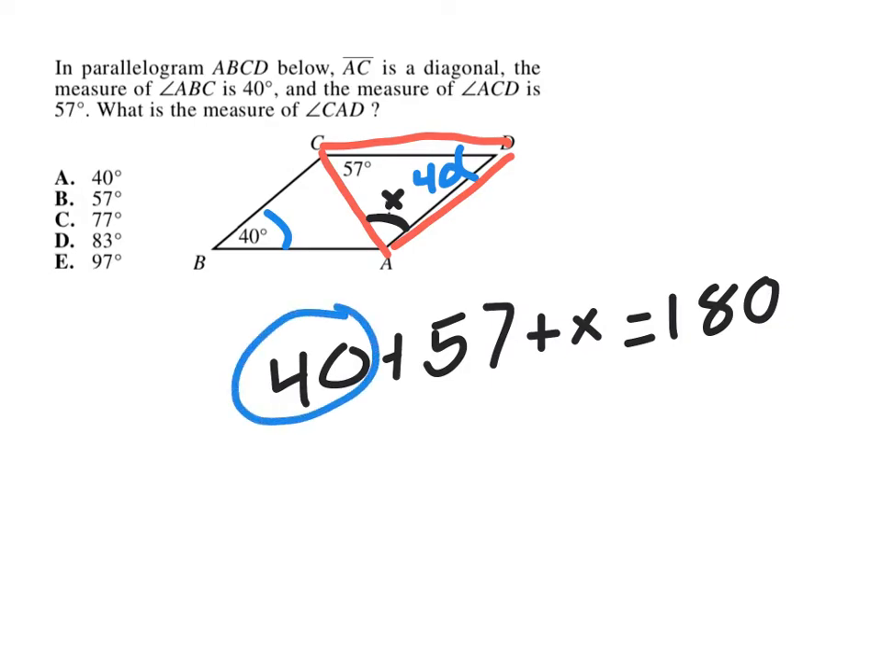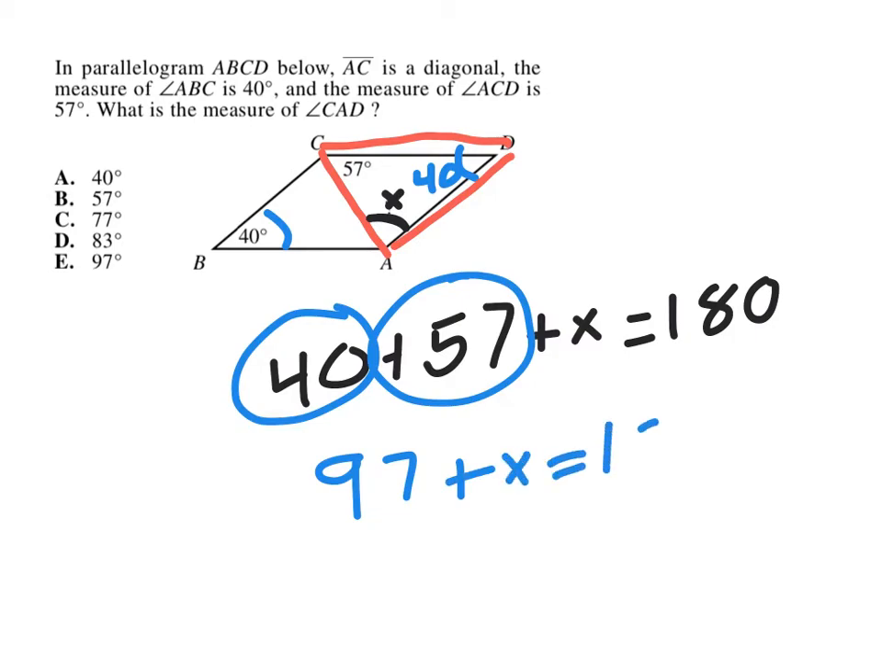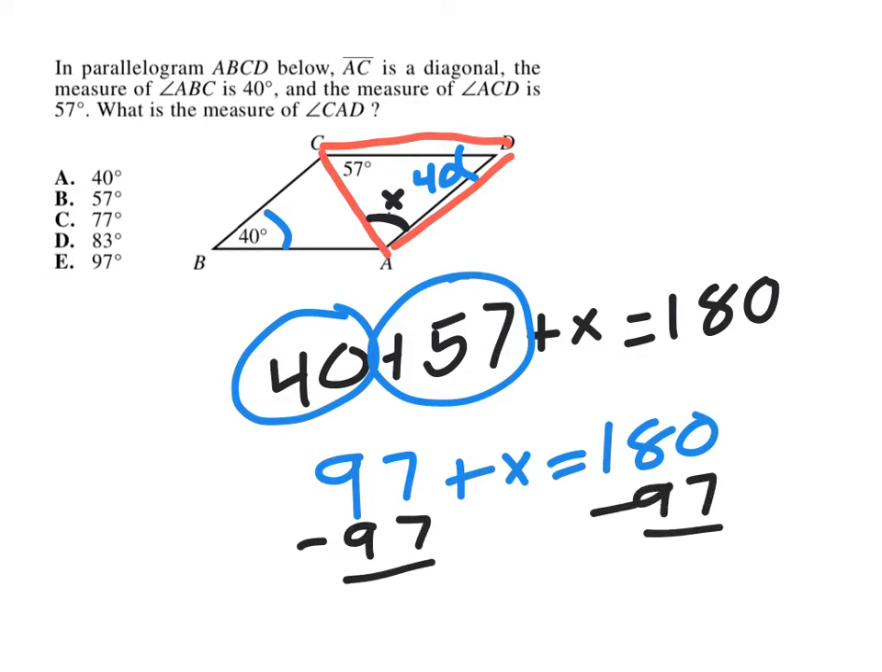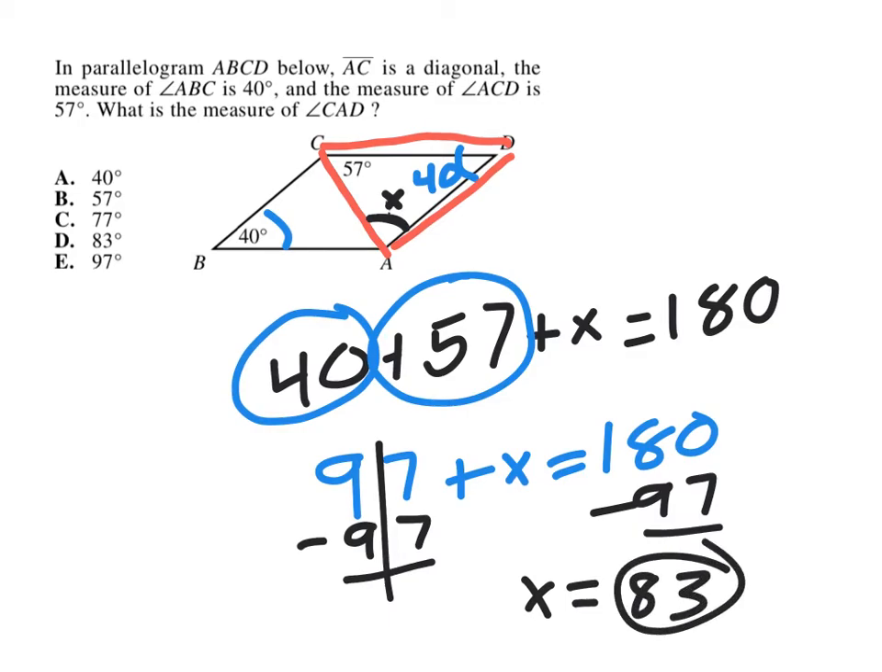So I have like terms. 40 plus 57 is 97. So 97 plus X equals 180. Now X is being added by 97, so I subtract by 97 on both sides. And that tells me X equals 83. So the correct answer here would be the answer D.